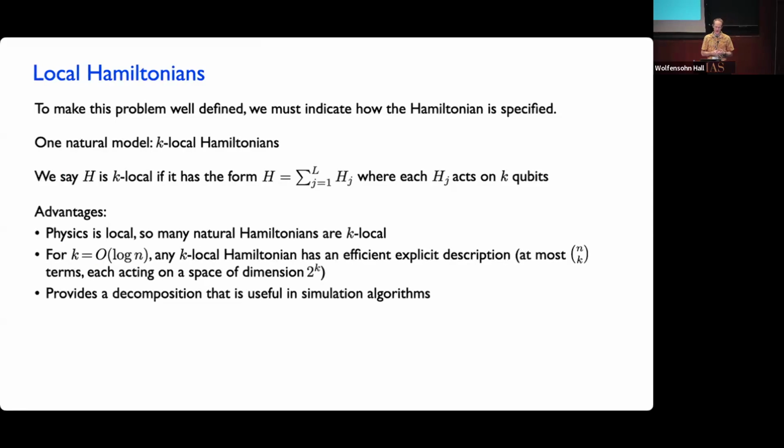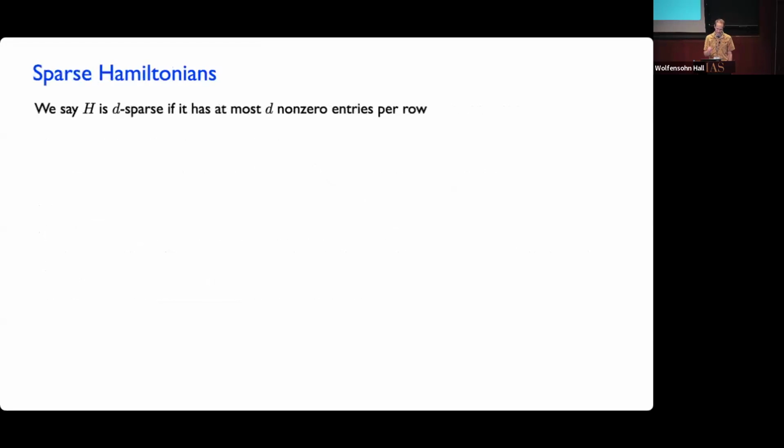If we consider a local Hamiltonian, then we can give an explicit description of what the Hamiltonian is. We can really just write out all of the terms as long as k is not too large. If k is logarithmic, let's say, in the number of qubits in the system, then we can just give an explicit description of the Hamiltonian, and that will be a polynomial size object. And the decomposition into terms that we get from writing H as a sum of these local terms is going to be very useful in Hamiltonian simulation algorithms, as we'll see shortly. There is also, however, a more, oh, yes.